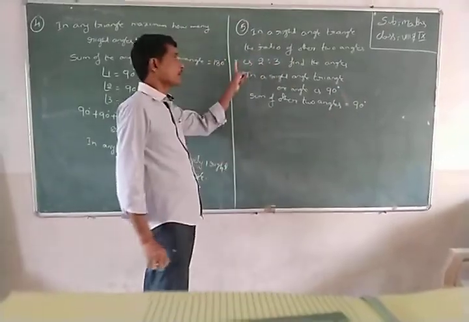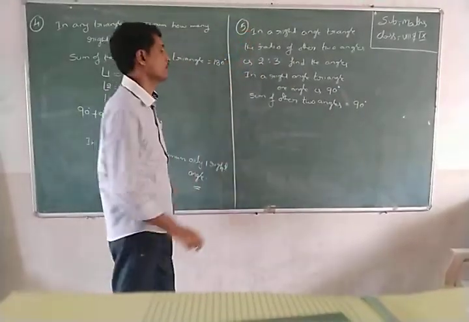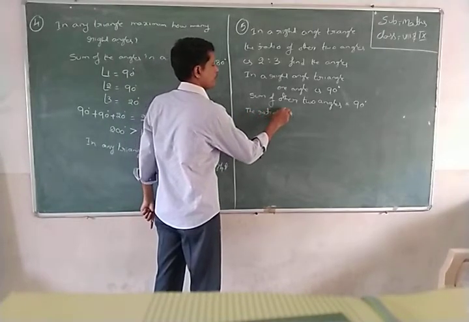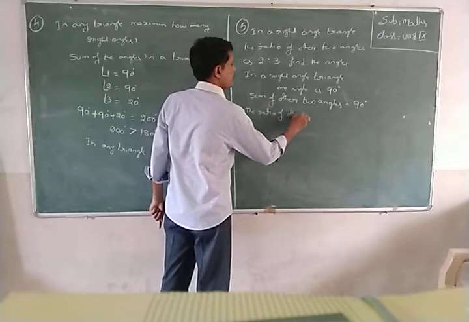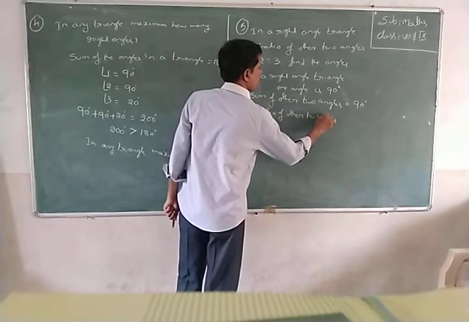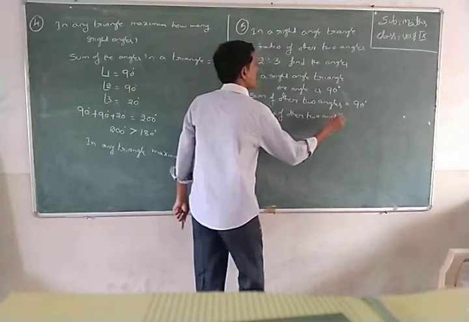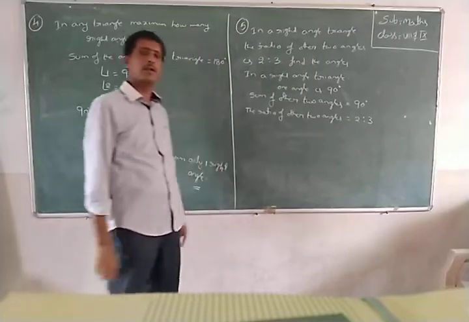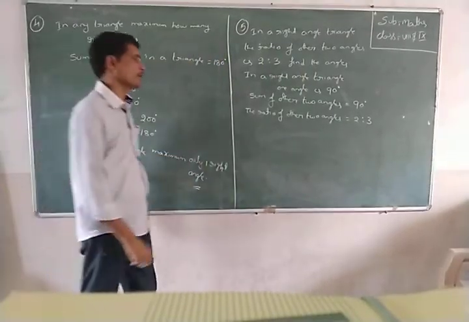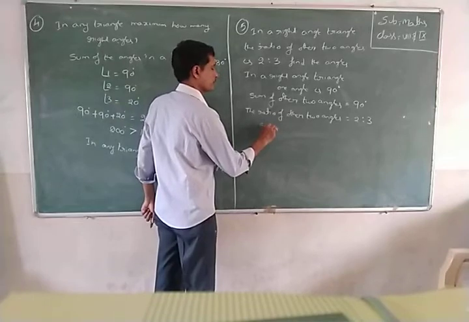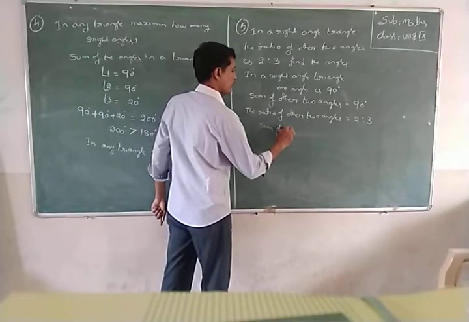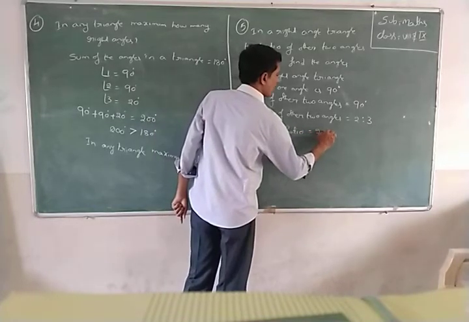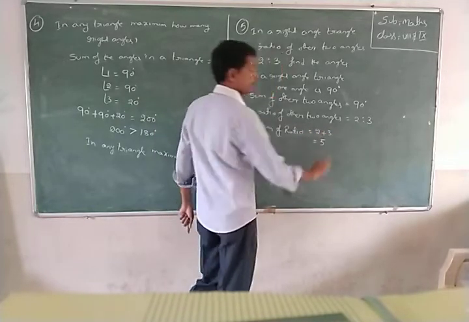Here, what is given? The ratio of the other two angles is given, that is 2:3. Therefore, you can use any method of your choice. First, find the sum of the ratio, that is 2 plus 3, that is equal to 5.